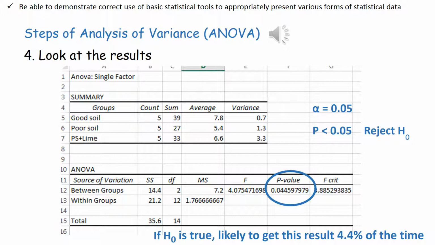Our p-value is also below the 0.05 level to which we set alpha for this ANOVA. So yes, on both accounts of the p being low and the F value being greater than the F critical value, we can reject the null hypothesis.